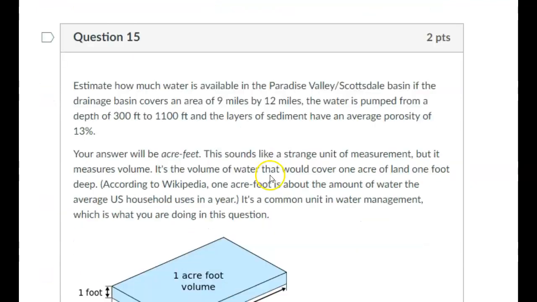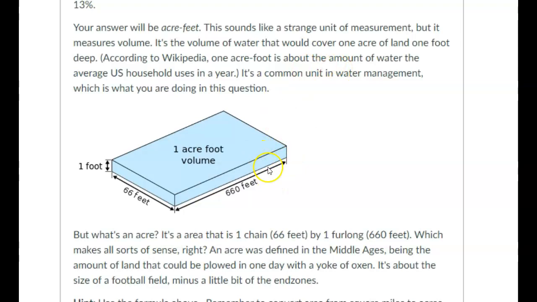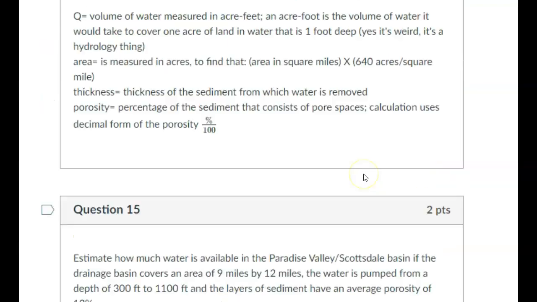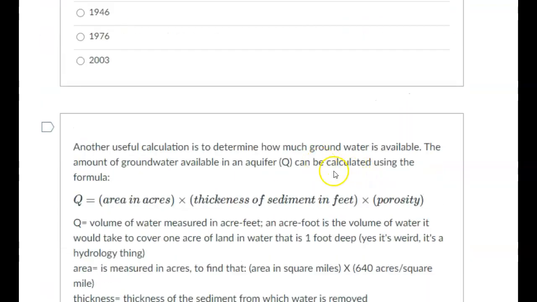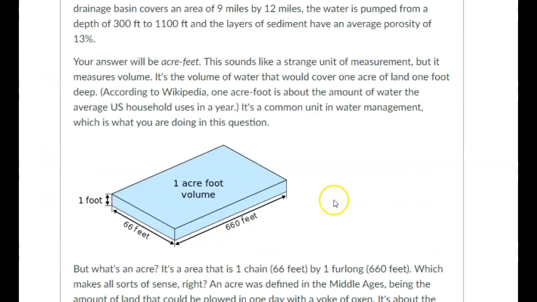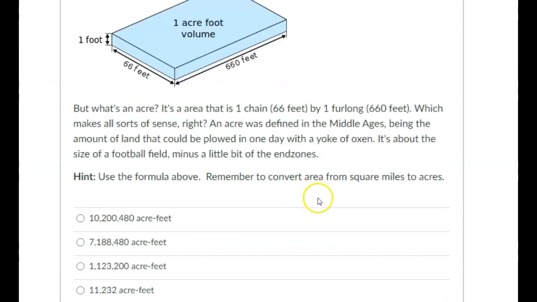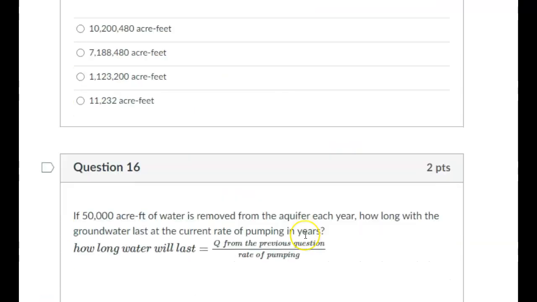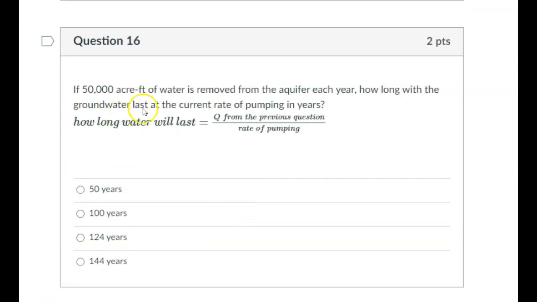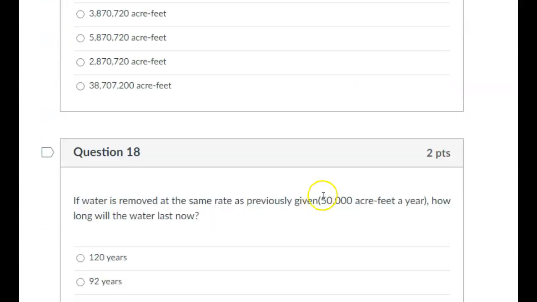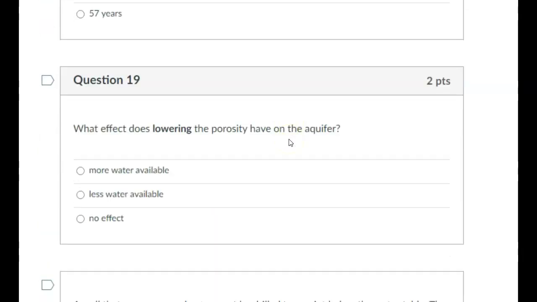The thickness of the area is just where the layer is at depth, and how thick it is. You just multiply that, and the porosity is just given to you. So once you multiply all those out, you're going to get a term in acre feet. And so that's the value of how much water is potentially available there. Then we want to know if we use a certain amount, how long will it last? Or if we change the permeability, how does that affect how much water is available?